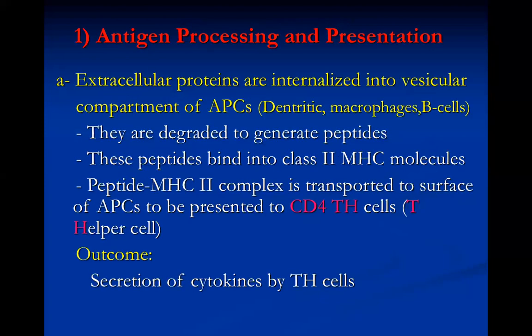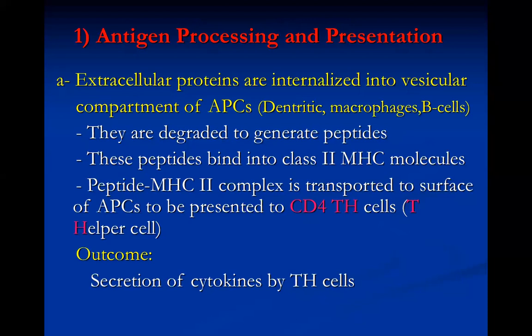So still on antigen processing and presentation, we have the extracellular proteins, and these are internalized into vesicular compartments of antigen-presenting cells. These would largely be the dendritic cells, macrophages, and B cells. I mentioned to you that B cells are also antigen-presenting cells, as are macrophages and dendritic cells. So this would be degraded to generate peptides, and some of these peptides would bind to major histocompatibility complex class 2.